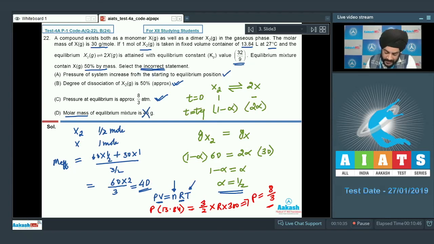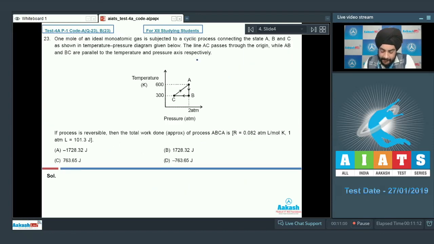So in this question, we have to select the incorrect statement. So we have to mark option D. Let us look at the next question. Question number 23. 1 mole of an ideal monoatomic gas is subjected to a cyclic process connecting the states A, B and C. As shown in the temperature pressure diagram, the line AC passes through the origin while AB and BC are parallel to the temperature and the pressure axis respectively. If the process is reversible, then the total work done of process ABCA is.